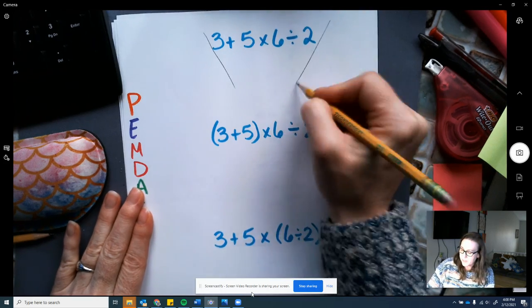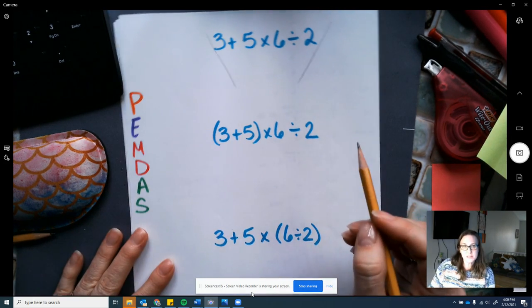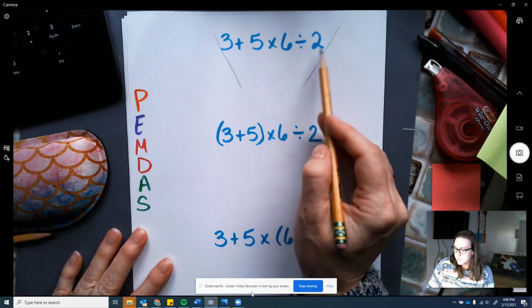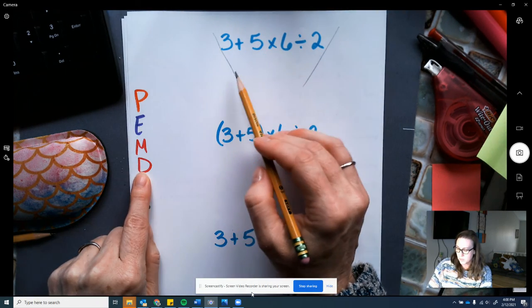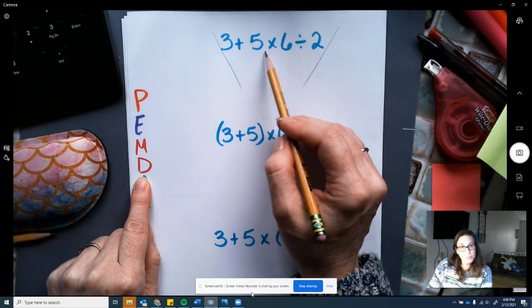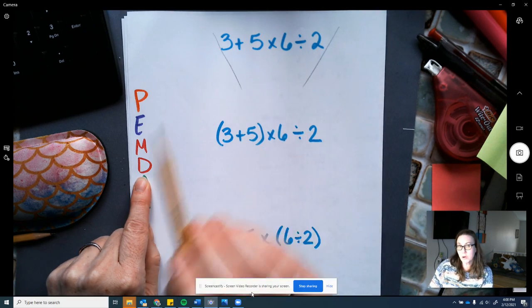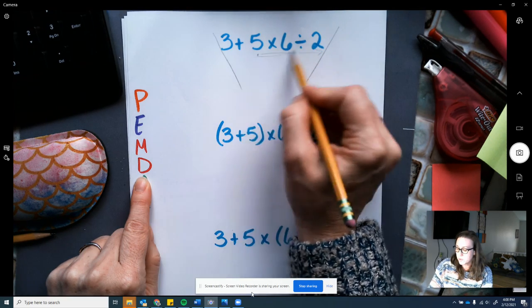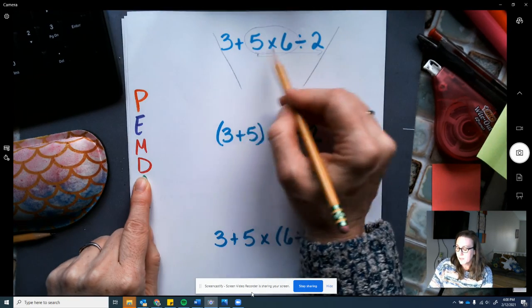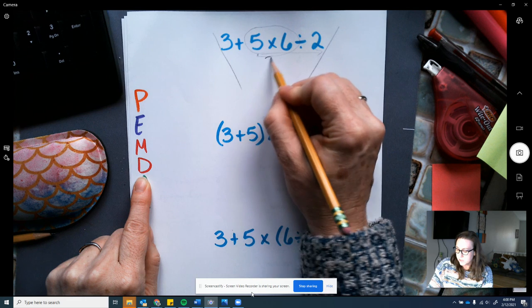So we're going to solve it using PEMDAS. No parentheses, no exponents. Okay, next, multiplication and division. We have both multiplication and division. You remember our rule, if we have both of those, we just go left to right. So the first one we have to do is this right here. So 5 times 6 is 30.